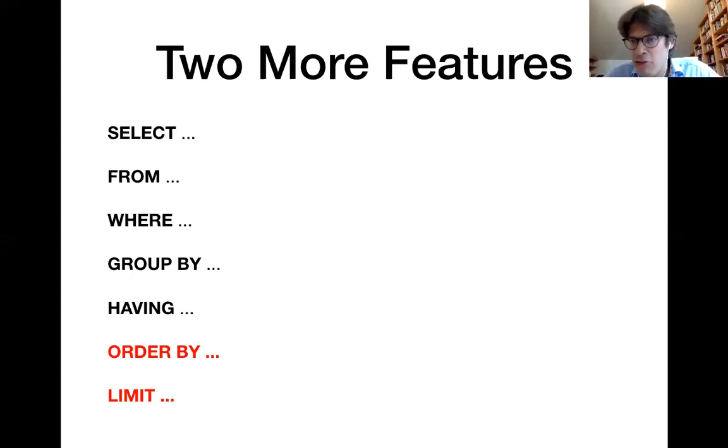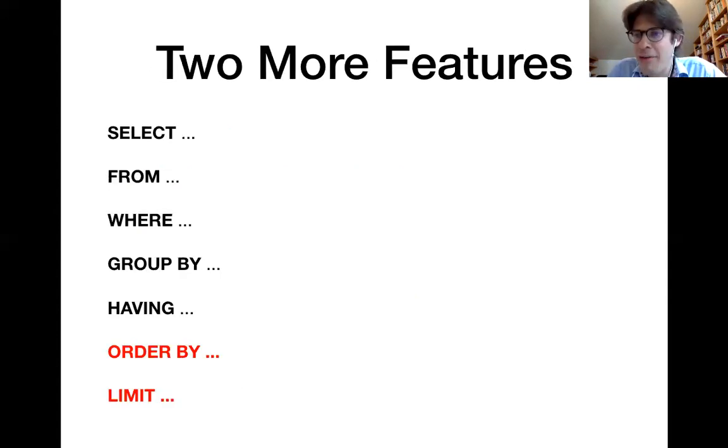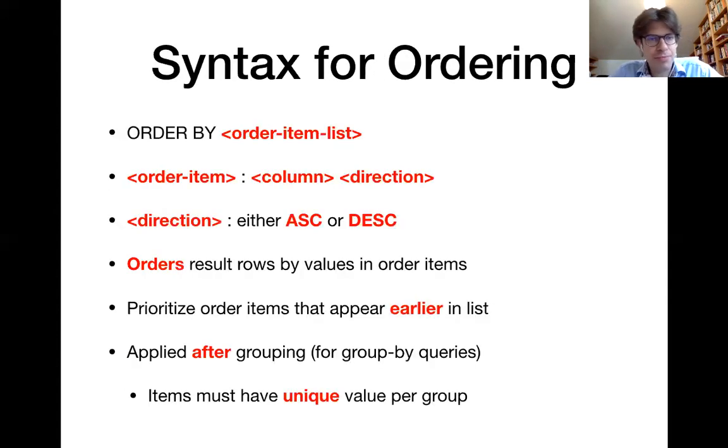I have already demonstrated how that works, but here's a little bit more details about the syntax. So the order by clause, and as you see, it comes after the having clause, if you have any. The order by clause allows you to specify a list of order items. And each order item consists of a column according to which you want to sort, and a sorting direction, which can be ascending or descending.